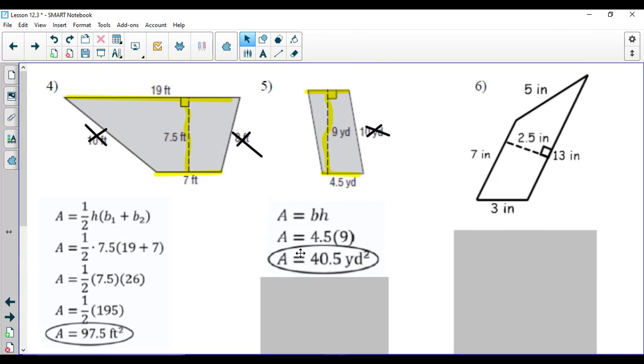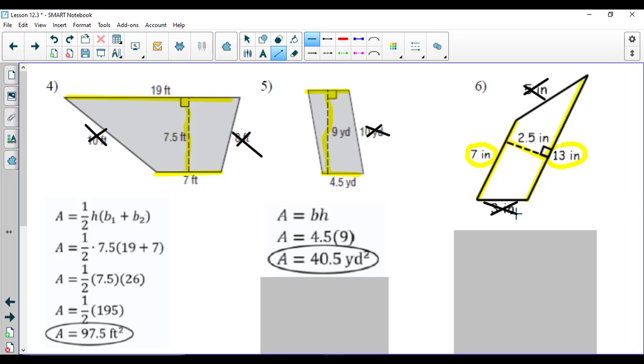So number 6 is a trapezoid. It's just kind of a funky looking trapezoid. So one of the first things I would do, I'm going to move this record bar out of the way, is look for my pair of parallel sides. So in this case, that's going to be this side and this side. I'm highlighting them in yellow, not making my lines very straight, of course, but we've got our pair of parallel sides. So 7 inches and 13 inches will be my two bases. And then my height will be this 2.5 inches. I do not need the 5 inches or the 3 inches. Those are the non-parallel sides.